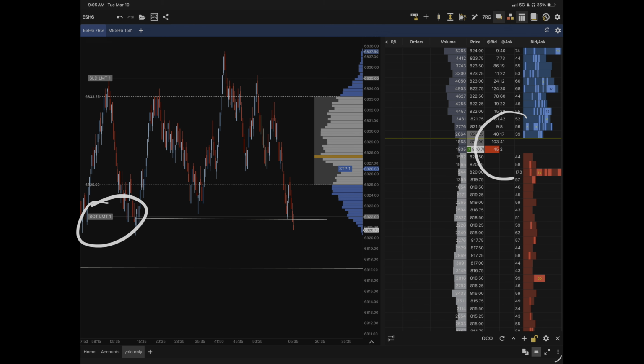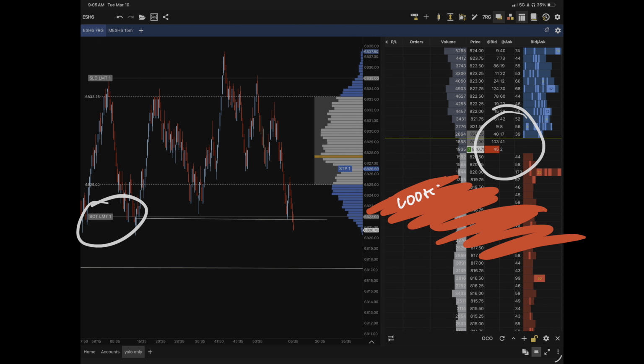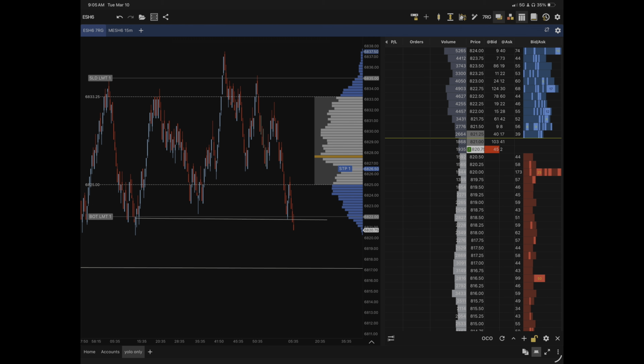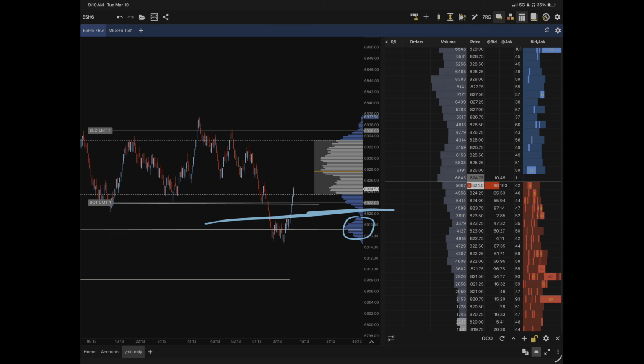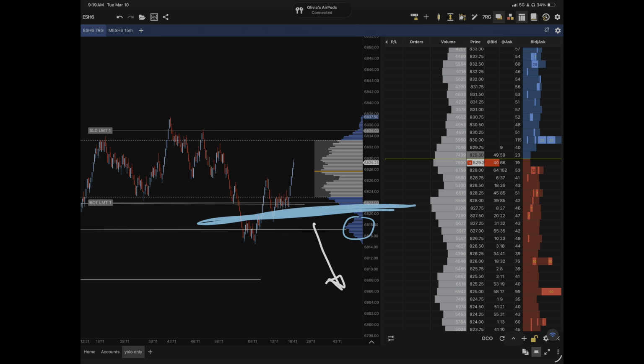You can see here, I cover the short, and I probably could have got a few more points out of this. However, it is a balance day. I'm being conservative with my targets. As we come down and build value, we actually have a reversion back up into the middle of the range, which now is above where I covered my short.